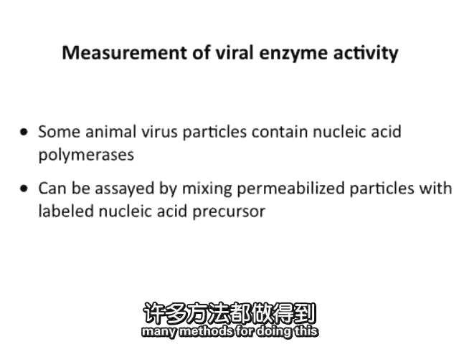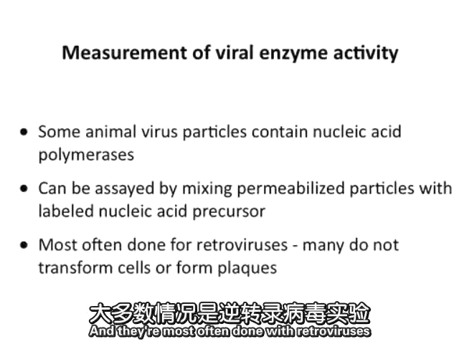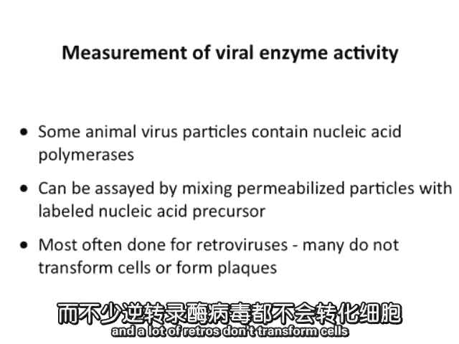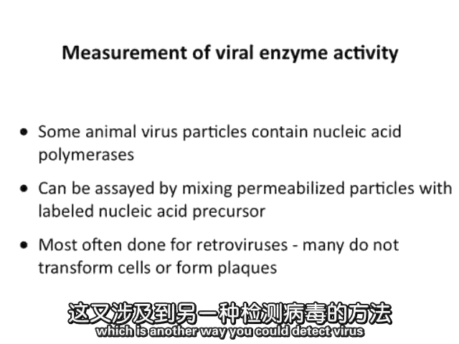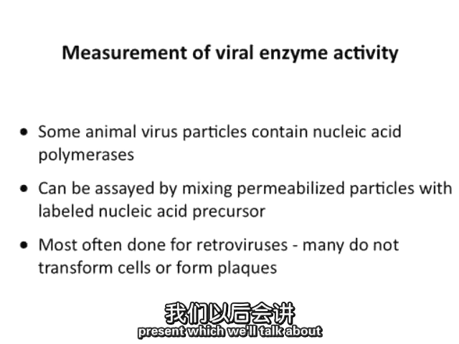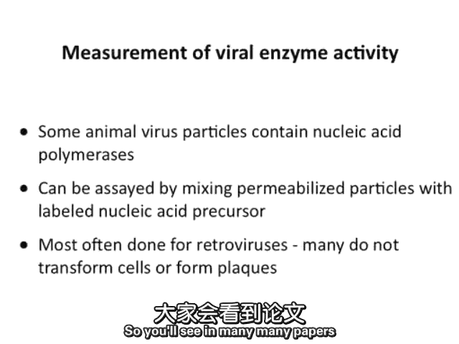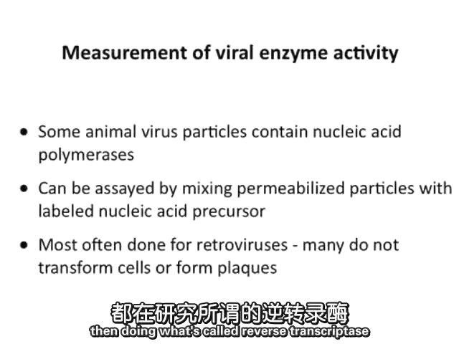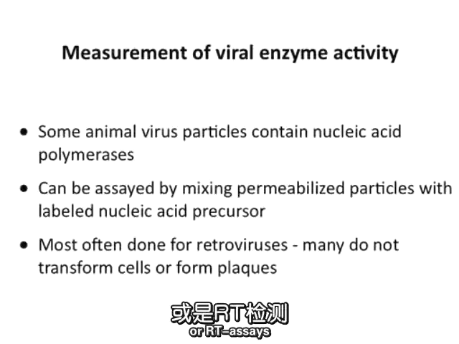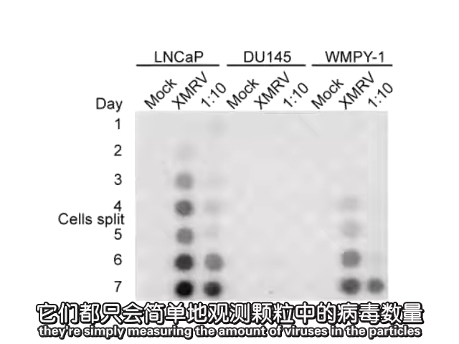There are many, many methods for doing this, and they're most often done with retroviruses. And a lot of retroviruses don't transform cells, which is another way you could detect virus presence, which we will talk about, and they don't form plaques. So you'll see in many, many papers them doing what's called reverse transcriptase or RT assays. They're simply measuring the amount of virus in the particle.